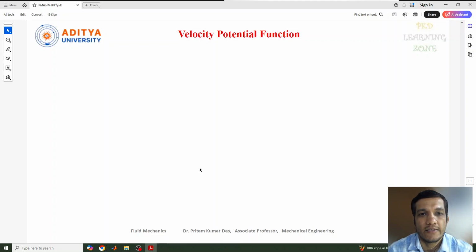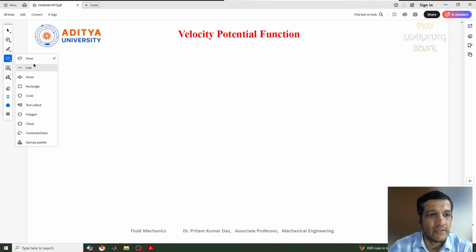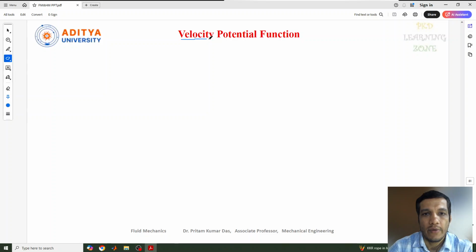In this lecture, we'll discuss the concept of the velocity potential function. The velocity potential function is applicable only when the fluid moves in three dimensions, or three directions, and the flow conditions are irrotational flow, incompressible flow and steady flow. So let's discuss this one by one.